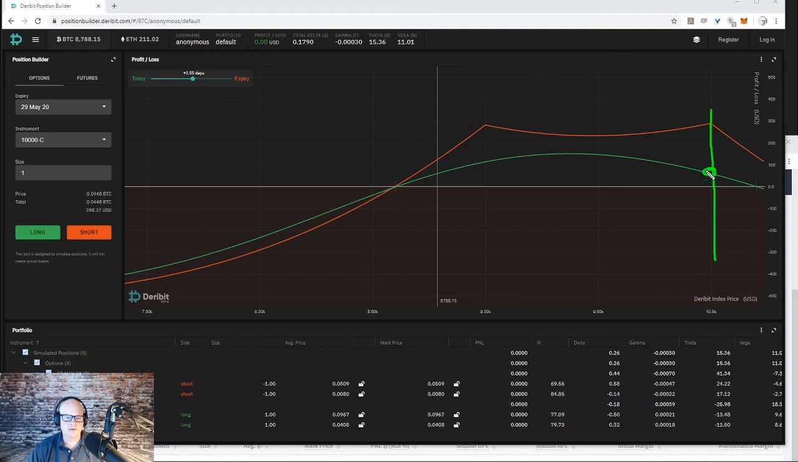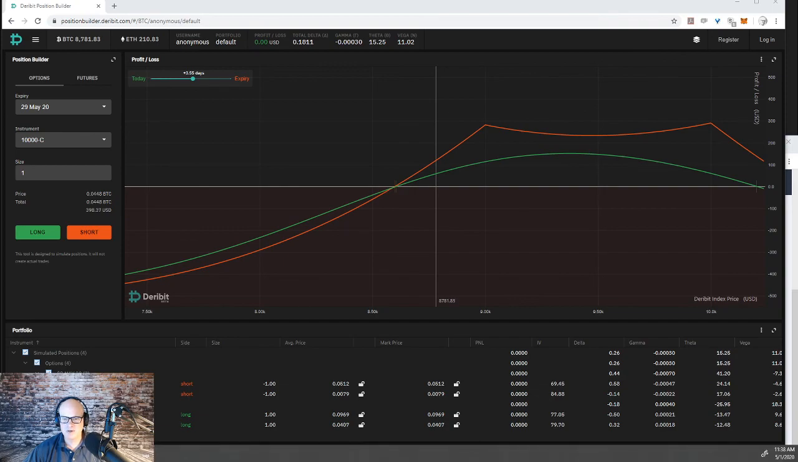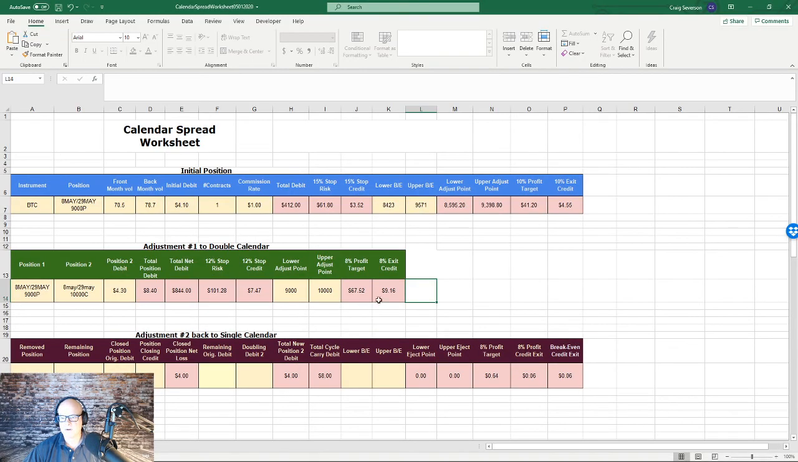But there is a third adjustment point if you need it. Let's go back to the spreadsheet. The third adjustment point is simply, see the lower adjustment point and upper adjustment point. If the price were to hit, say, 10,000, then what we do is we take off the old or the opposite one that's not being attacked, and we double up on the new one. So in this case, we would double up on this one.